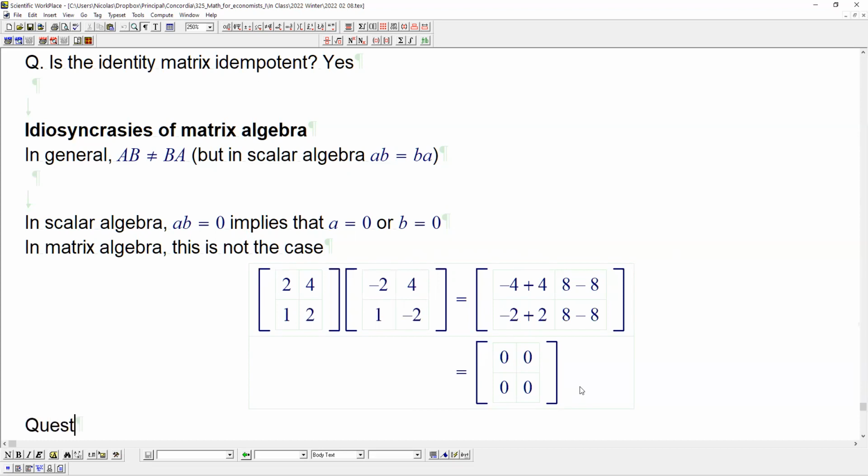Question. Does C times D equals C times B imply that D equals B? I'm going to let you think about it. What do you think? Yeah, not necessarily.